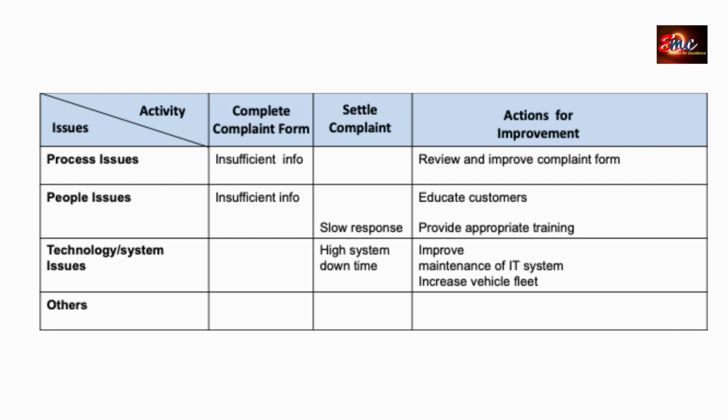Basically, when a problem or weakness occurs, it can be due to process, people or technology/system issues or a combination of them. Your next task is to plot the weaknesses against the appropriate issue rows as shown in the table above. The actions for improvement must be indicated clearly too.